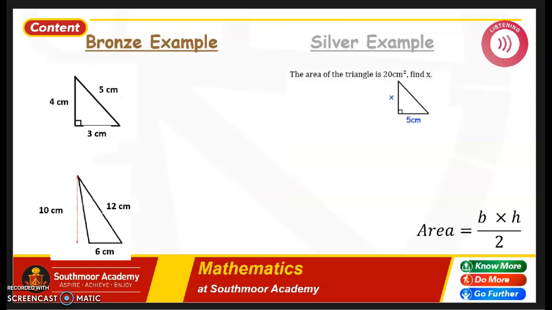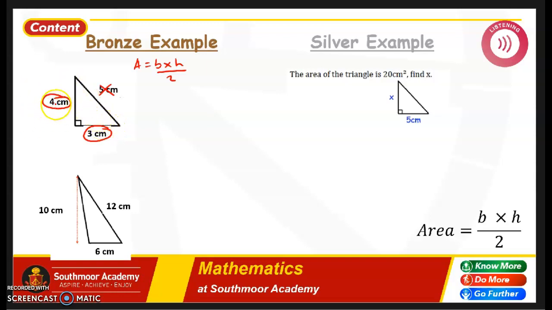So your examples that I'd like you to copy down into your books, if you don't have them in front of you, are on the screen. Our bronze example, so we need to find the area of this triangle here. The area is equal to base times height divided by 2. The base of our triangle is 3 centimetres and the height of our triangle is 4 centimetres. This 5 centimetres is the hypotenuse. It is not relevant right now, we don't need that information.